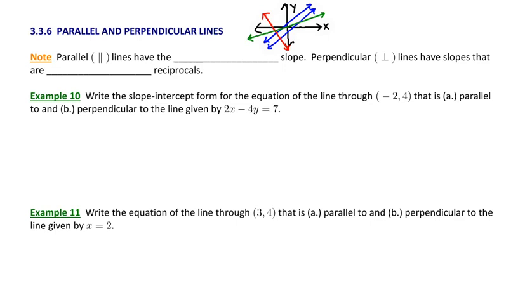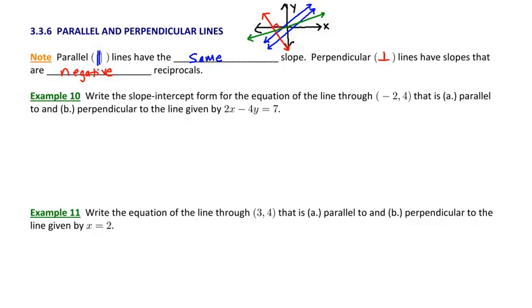Parallel lines, this is the geometric symbol for parallel lines, have the same slope. You can see that illustrated on the pair of blue lines that we have graphed there. Perpendicular lines, illustrated by this upside down T, have slopes that are negative reciprocals. That means they are reciprocals of each other and opposite in sign. And again, perpendicular means at a right angle to.